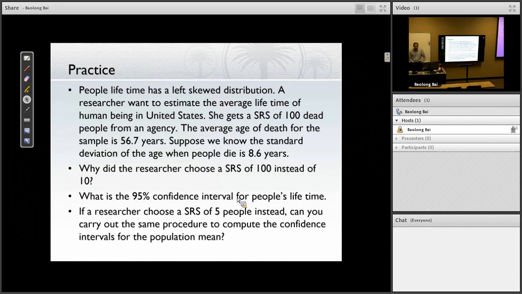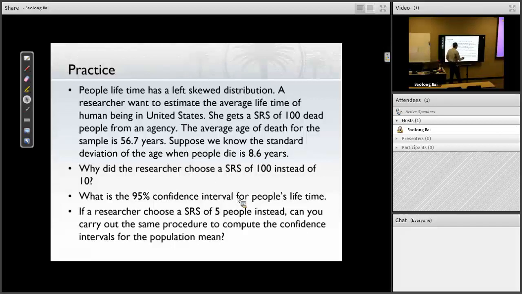Right, so another practice: people's lifetime has a left-skewed distribution. A researcher wants to estimate the average lifetime of human beings in the United States. So he gets a simple random sample of 100 dead people from an agency. The average age of death for the sample is 56.7 years. Suppose we know the standard deviation of the age when people die is 8.6 years. First question is, why did the researcher choose a simple random sample of 100 instead of 10?